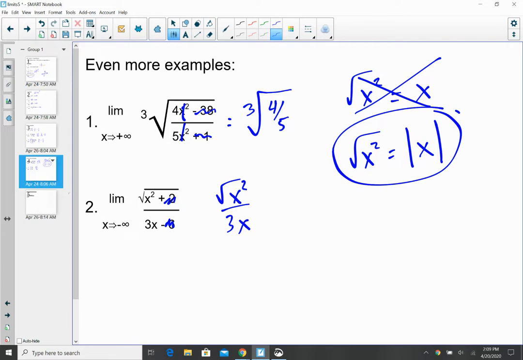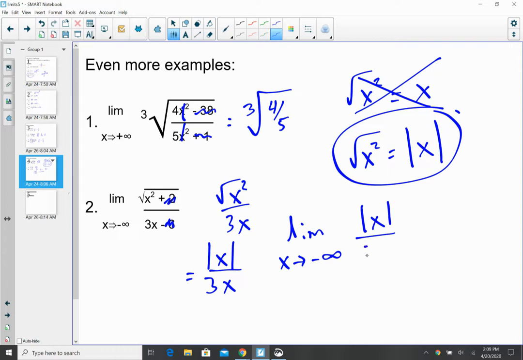So now let's look at this. Let's fix that up. It's like saying the absolute value of x over 3x. Now let's take our limit again. Let's look at this because we had a negative infinity here.